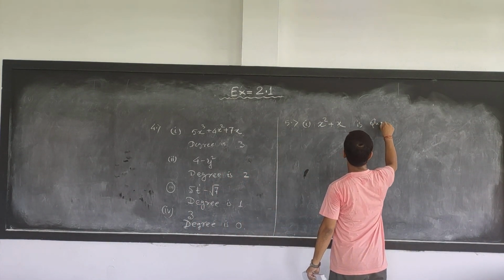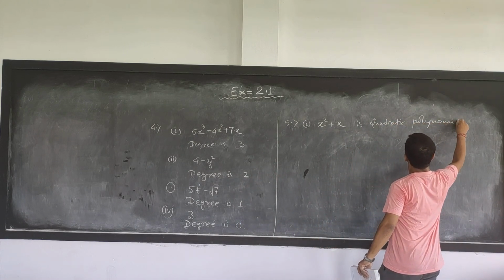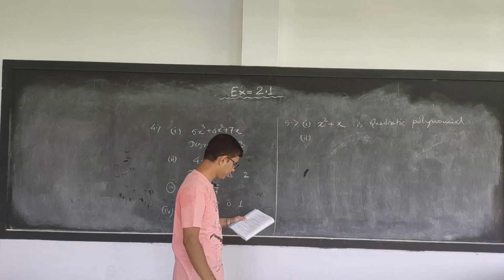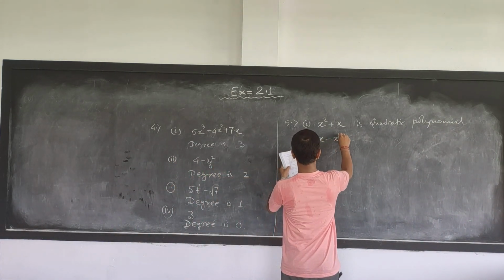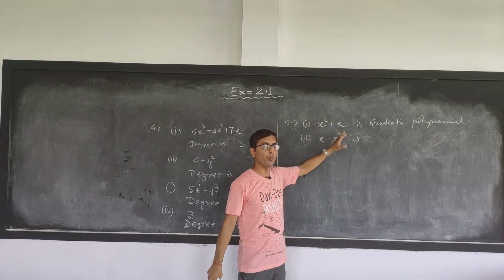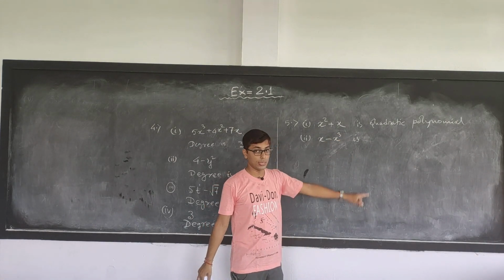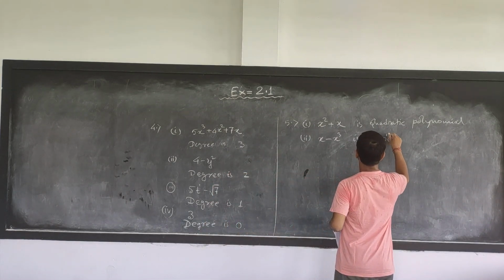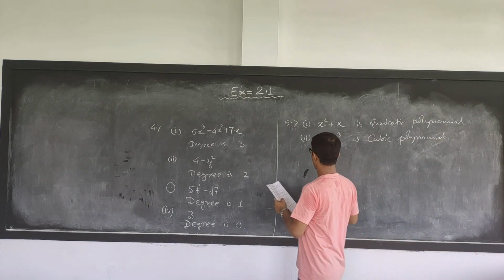Then the second one, x minus x cube. What is the type of the polynomial in this case? This is a cubic polynomial. Why is it a cubic polynomial? Because the degree is 3. Since the degree is 3, it's a cubic polynomial, right?